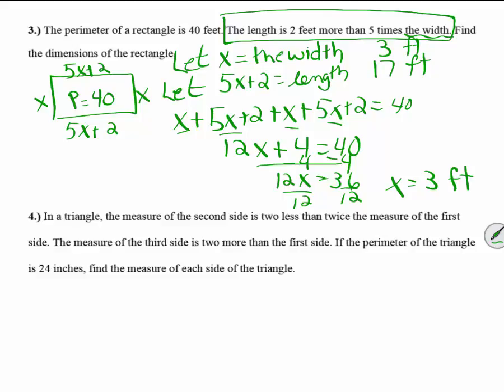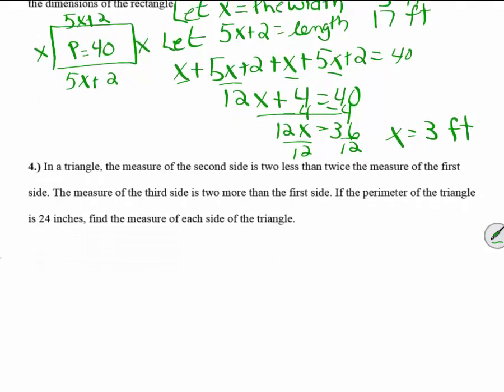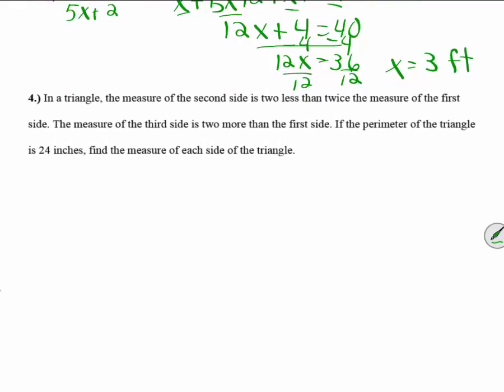Okay, let's try another one. In a triangle, the measure of the second side is 2 less than twice the measure of the first side. The measure of the third side is 2 more than the first. So we just have a triangle. We don't know anything else about it. We don't know if it's isosceles or right or anything like that.